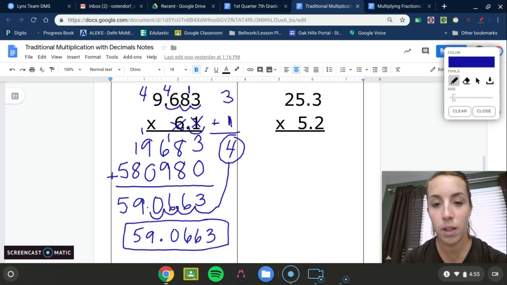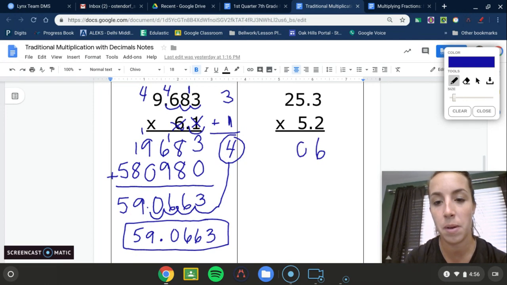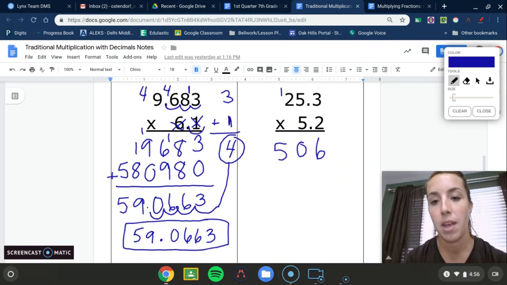Okay, so let's go ahead and solve this problem. If we start with my 2, I'm going to do 2 to all of the top numbers. 2 times 3 gives you 6. 2 times 5 gives you 10, so I'm going to put the 0 and carry the 1. 2 times 2 gives you 4, plus the 1 is 5. Since I'm done with my 2, I cross it off and I'm moving over a place value, so I'm going to bring down a 0.